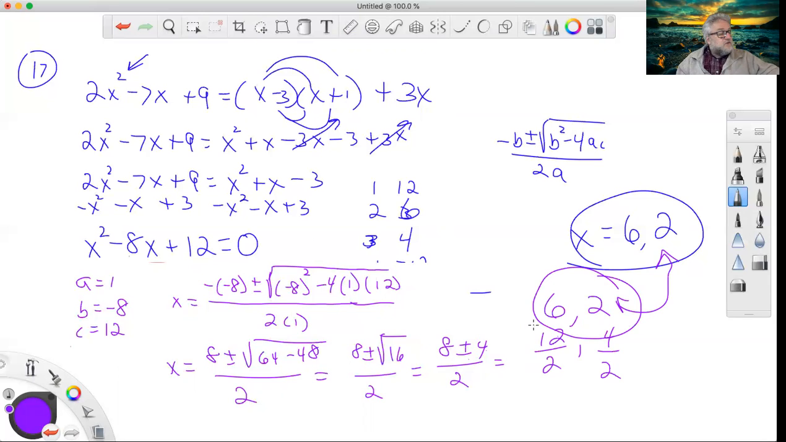Okay, so that's section P5, solving quadratics. It's going to be a really important skill that we're going to use, especially when we talk about conic sections and curve sketching.